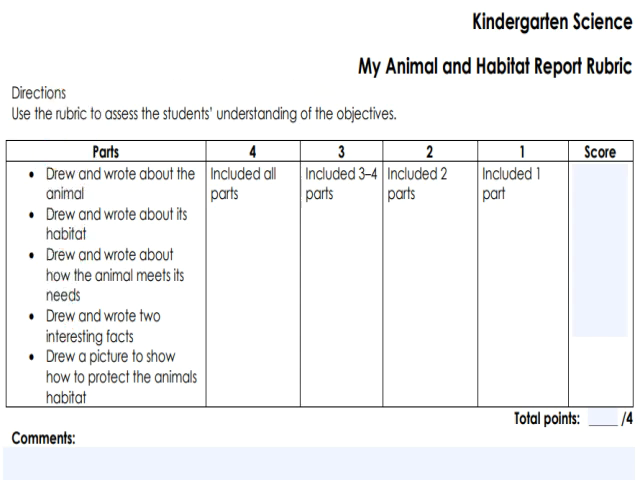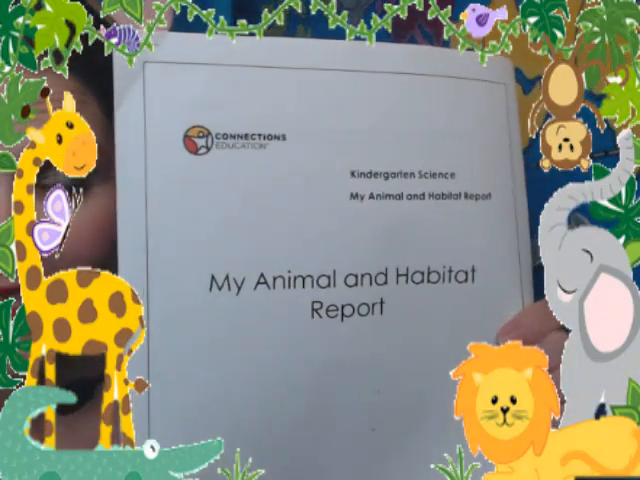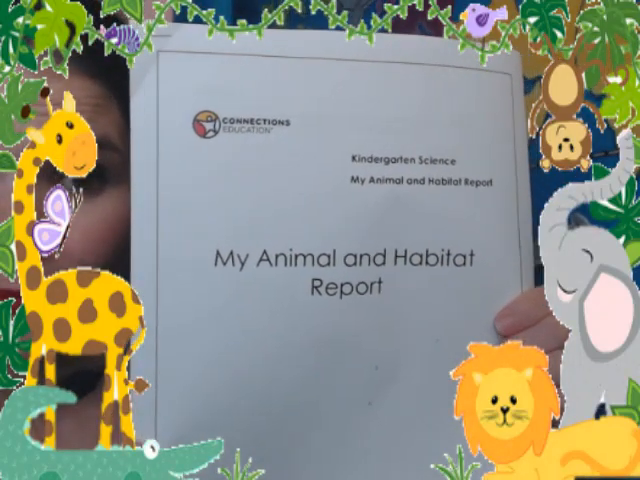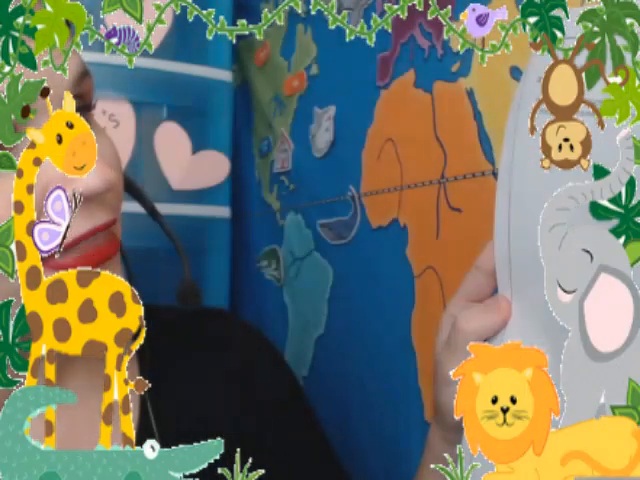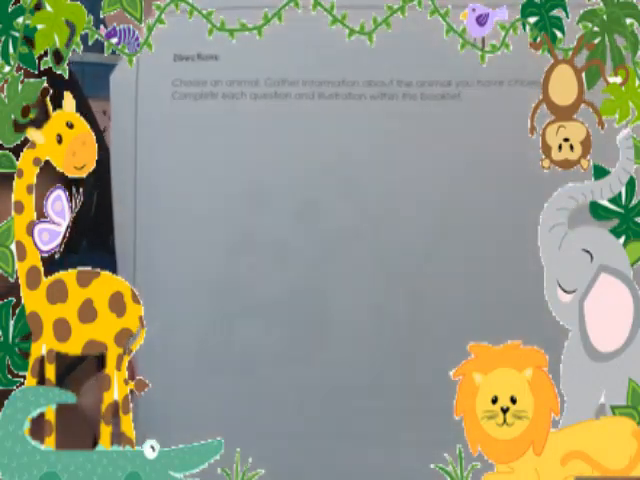So that sounds like a lot to do, but it's going to be really easy because we have a printable booklet that's found within the lesson called My Animal and Habitat Report. Right on the next page, there's another area that has directions. It says, choose an animal. Gather information about the animal you have chosen. Complete each question and illustration within this booklet. So an illustration is just a fancy word for drawing. So we're going to write and draw pictures.